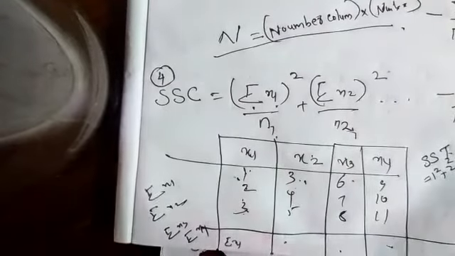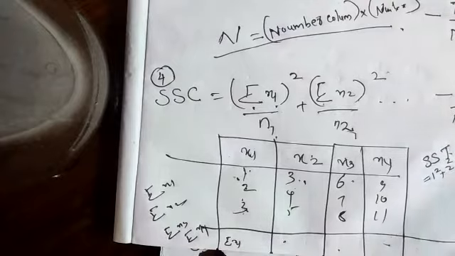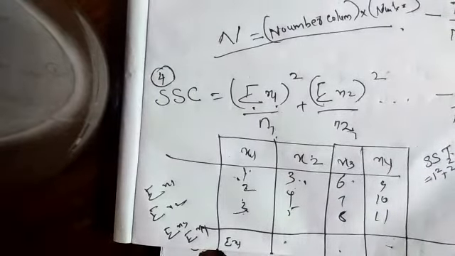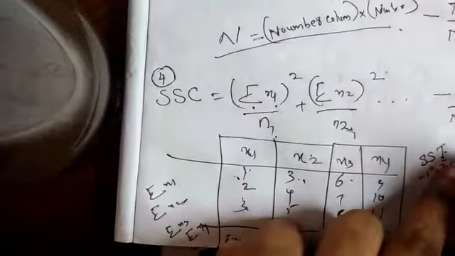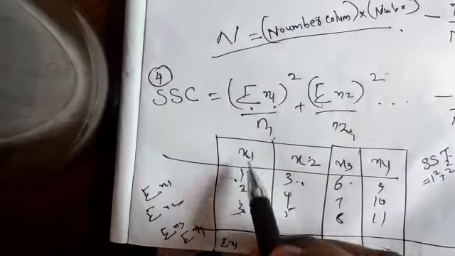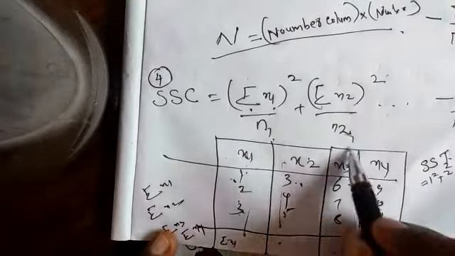So each of the observations, you take the squares: 1 square, 2 square, 3 square, 4 square, 5 square plus 6 square, 7 square, 8 square, plus all squares, you take and add it. Then minus T square by n.